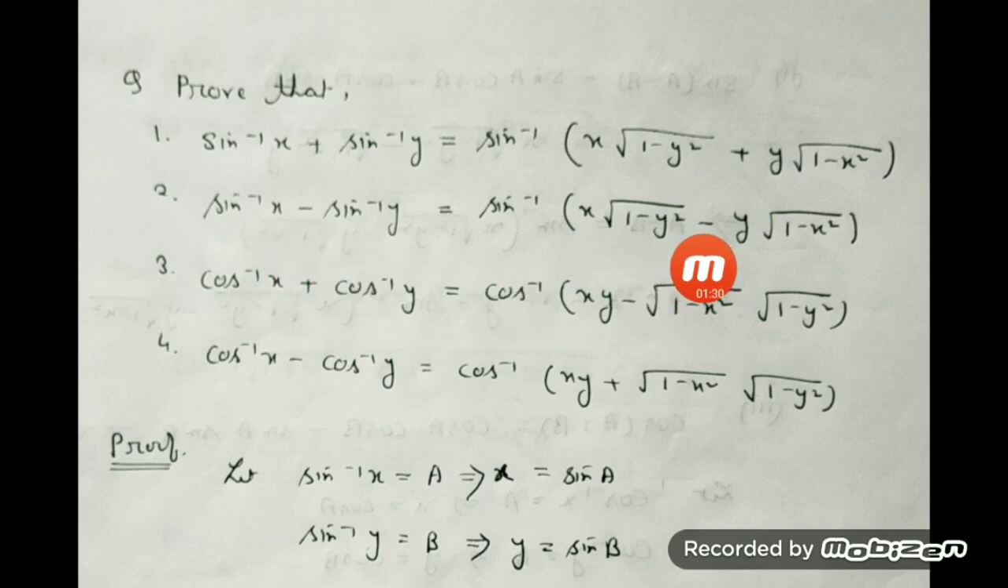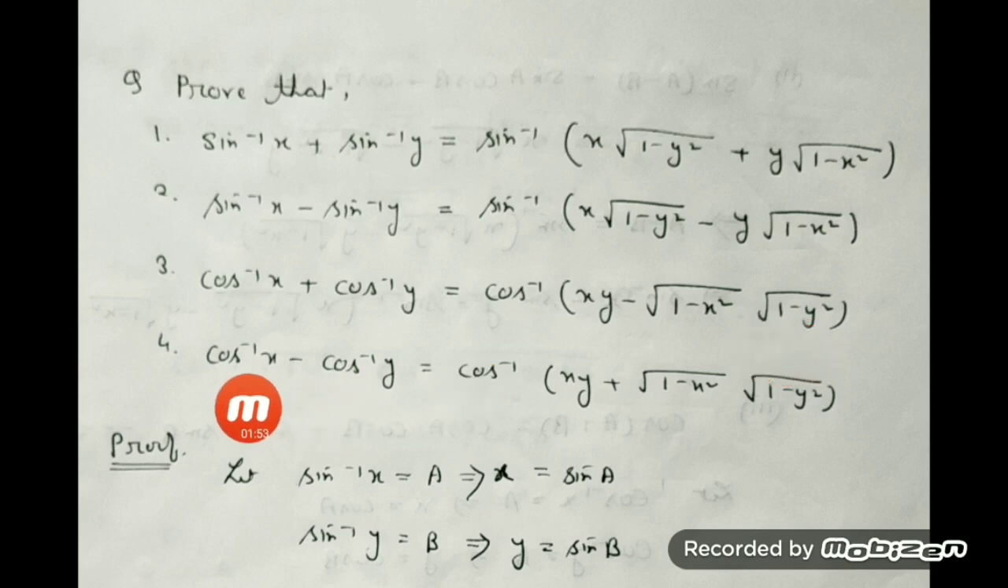Same in the case of question number 3: cos inverse of x plus cos inverse of y is equal to cos inverse of x into y minus under root of 1 minus x square into under root of 1 minus y square. One more thing here, if you want, you can combine this together, and within the same under root you can write 1 minus x square into 1 minus y square also.